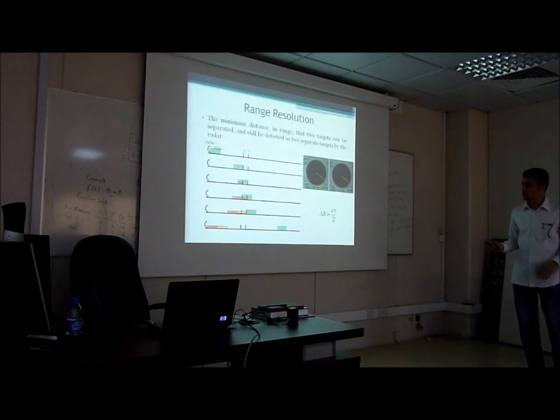Range resolution, as we said before, is the minimum distance in range that two targets can be separated and still be treated as two separate targets by the radar. As you can see here, the two cliffs are two different targets. But if the two targets are very close in range, they'll appear in the radar as one target. The expression here also determines this.